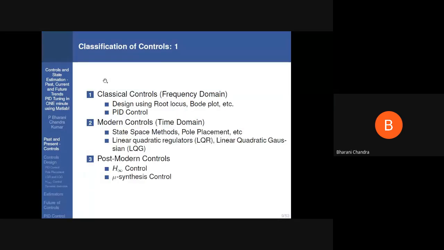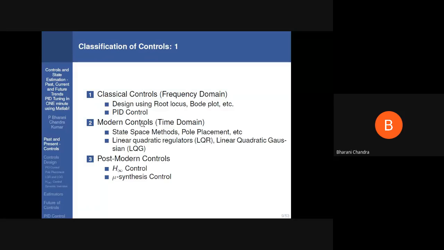And this is the classification of controls. So I have split this into three control techniques, mainly based upon the era. The classical control techniques are basically the frequency domain control techniques, where the design is based upon root locus, Bode plots, and the classical PID controllers. So 1950 and before, whatever control theory was developed, mainly in the frequency domain, we call it classical control.